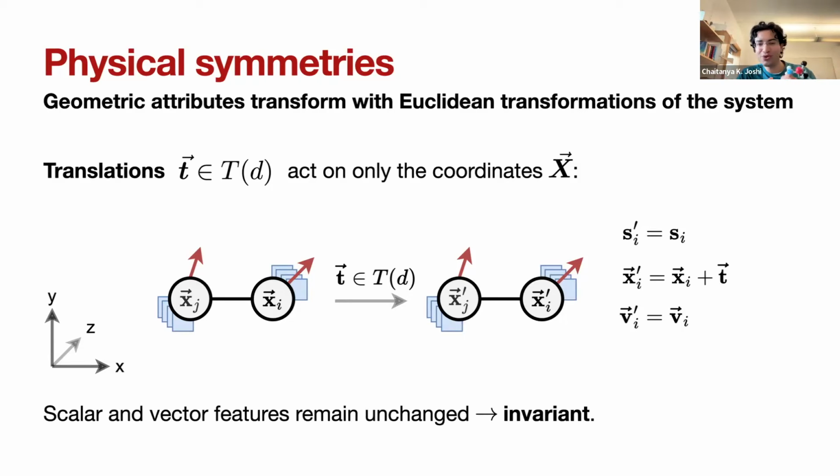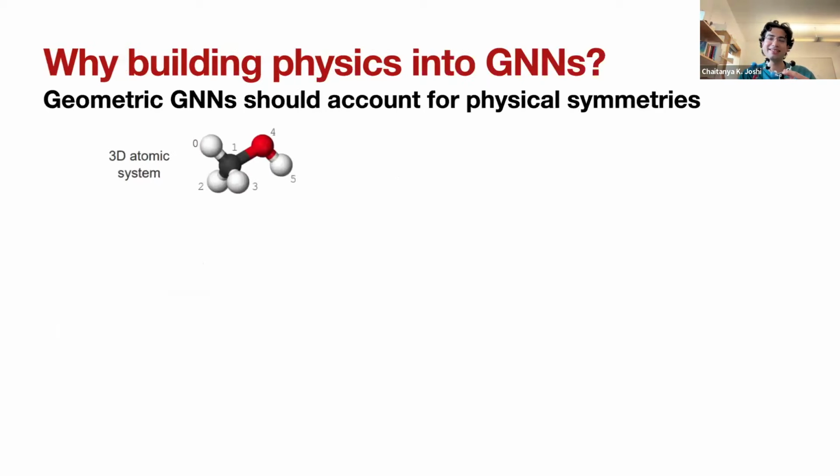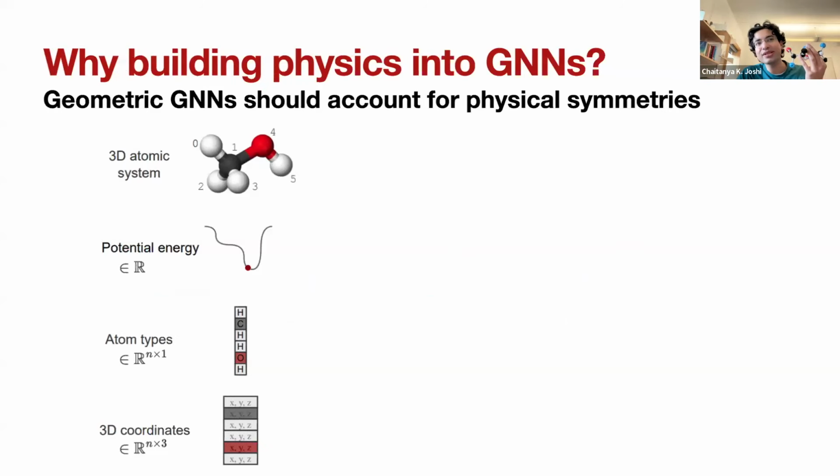And so if you were to build a neural network for these geometric objects, you'd need to respect these symmetries, or you'd want to build physics into GNNs. You'd need to account for these physical symmetries, and it would look as follows. So you have your 3D system, and you have certain information about it, and I'm just listing out some of the things. You have the potential energy of your system, you have the atom types, you have the 3D coordinates.